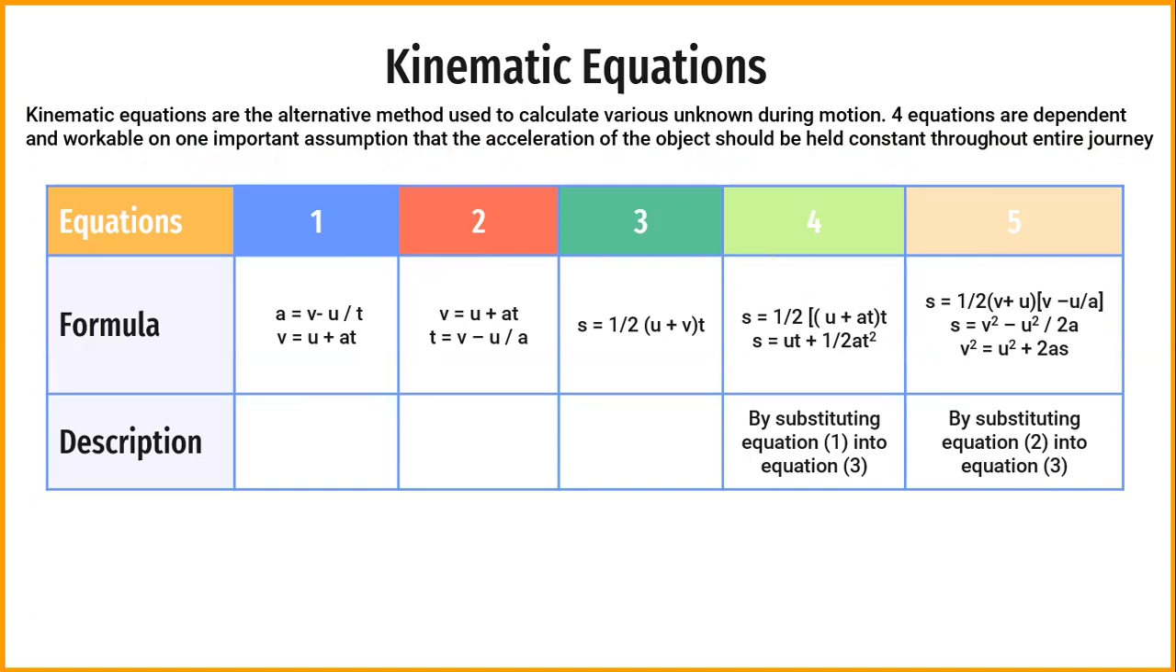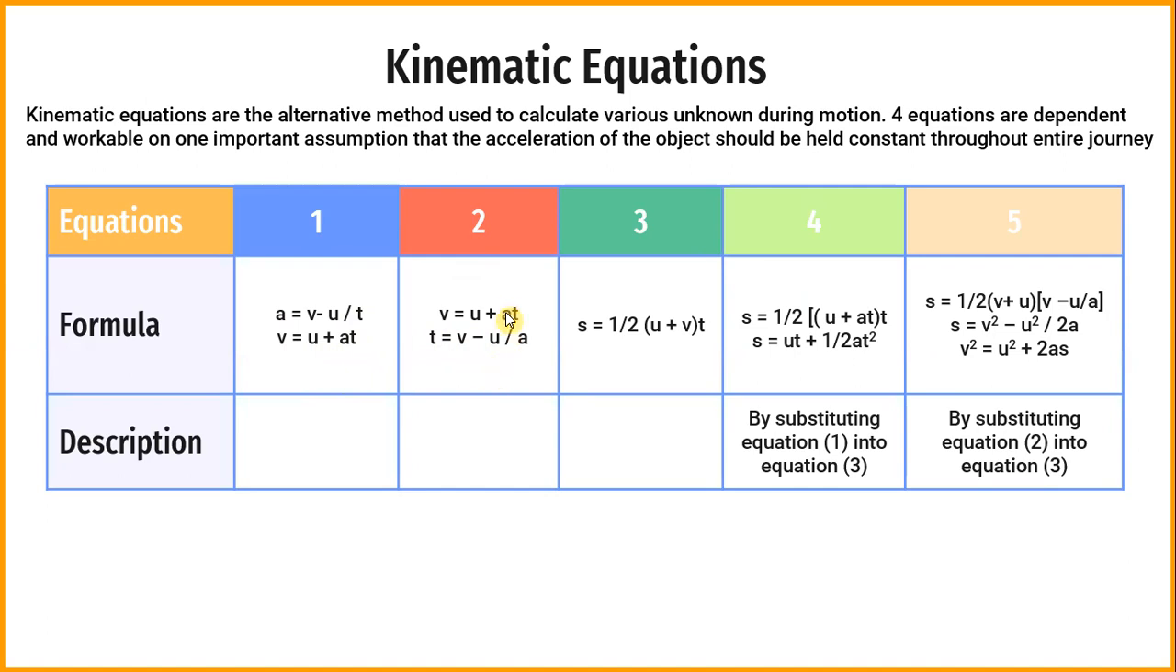Okay, starting with the formula for the acceleration, we get a equals v minus u divided by t. And you simplify: v equals u plus at. From this equation, you can derive equation number 2. v equals u plus at, and we get the value of t equals v minus u divided by a.